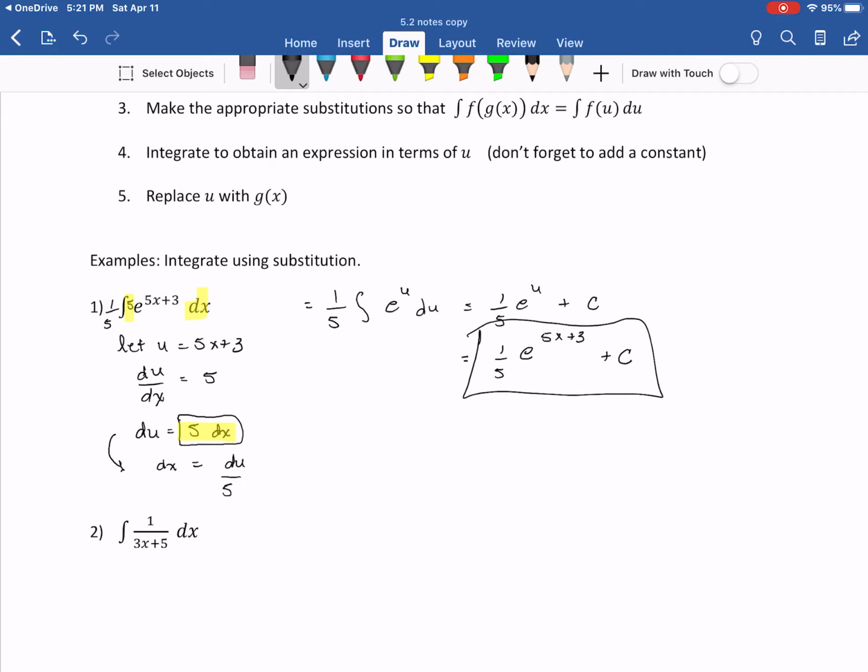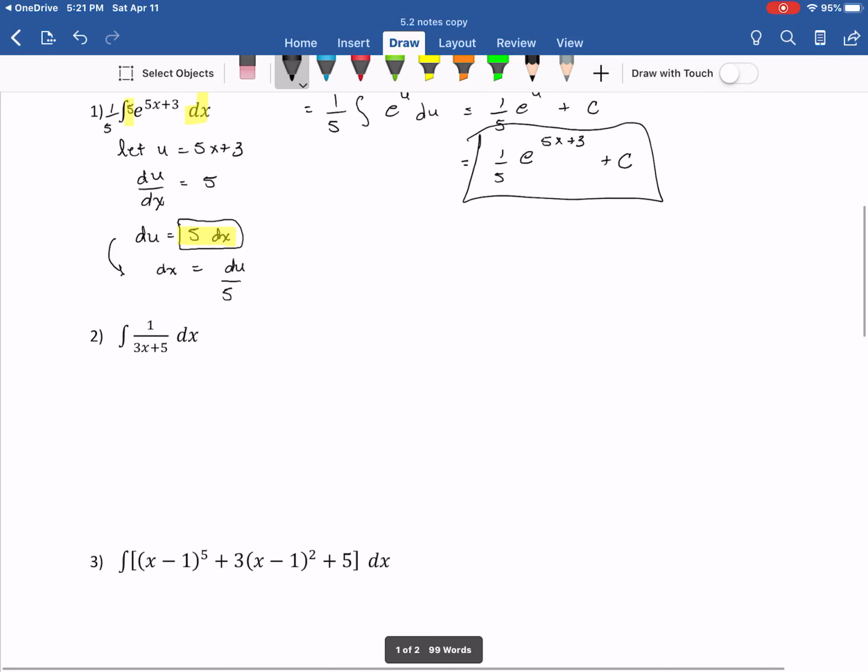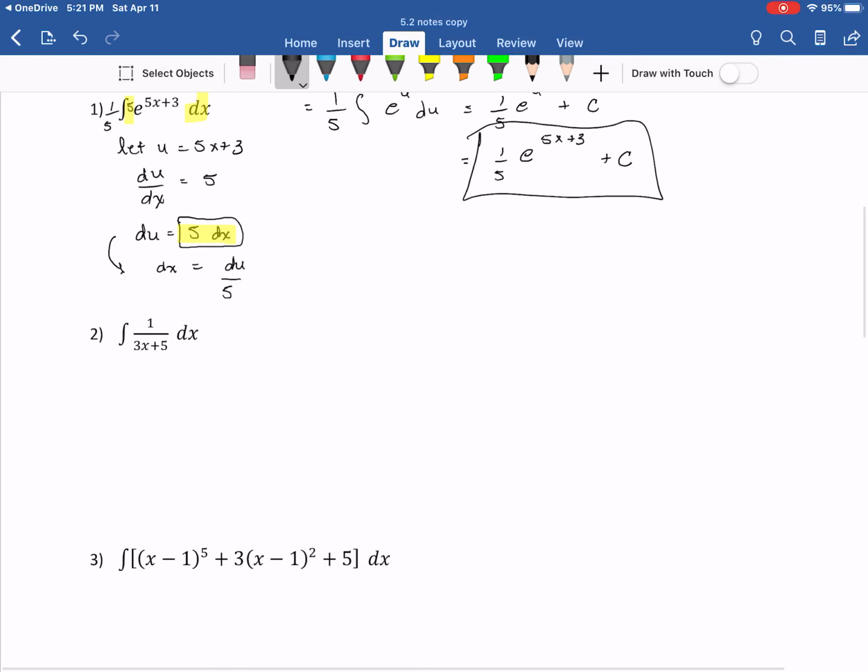All right, let's try another one. Number 2. Now I'm going to write this a little bit differently because I don't like it in the denominator like it is. I'm going to write this as 3x plus 5 to the negative 1 power.